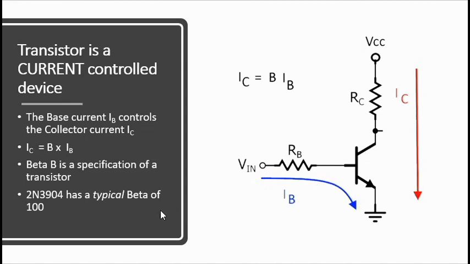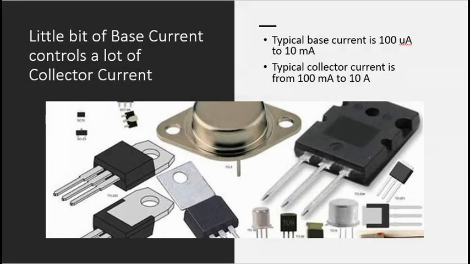A 2N3904, which is the standard that we use in the lab, has a typical beta of 100. And typical, we'll see a little bit later that it might be 100, might not be. So a little bit of base current controls a lot of collector current. So typical base current is like 100 microamps to 10 milliamps. A typical collector current is from 100 milliamps to 10 amps.